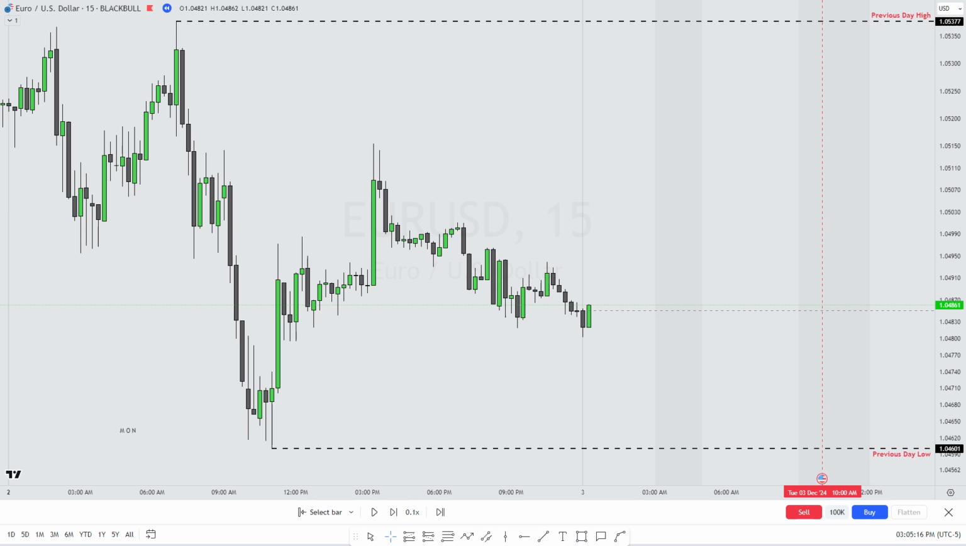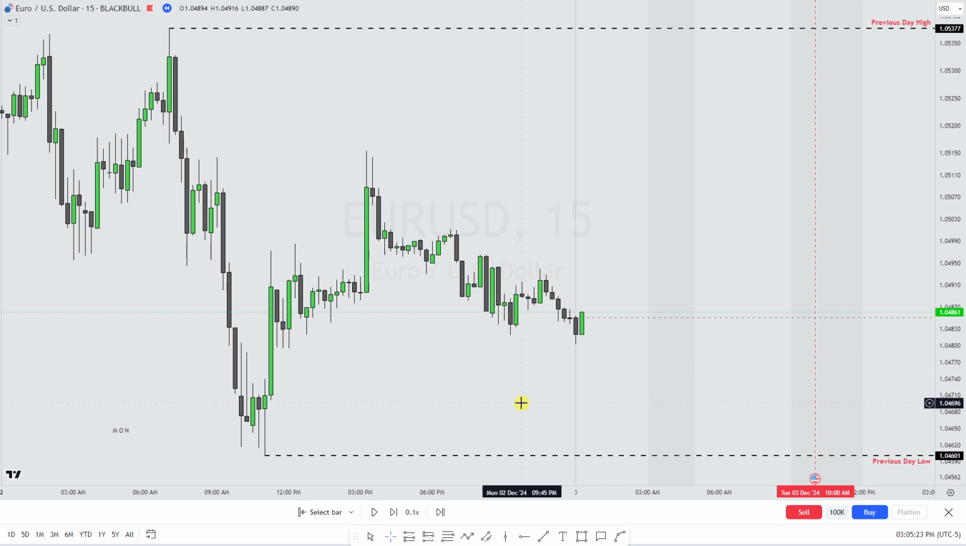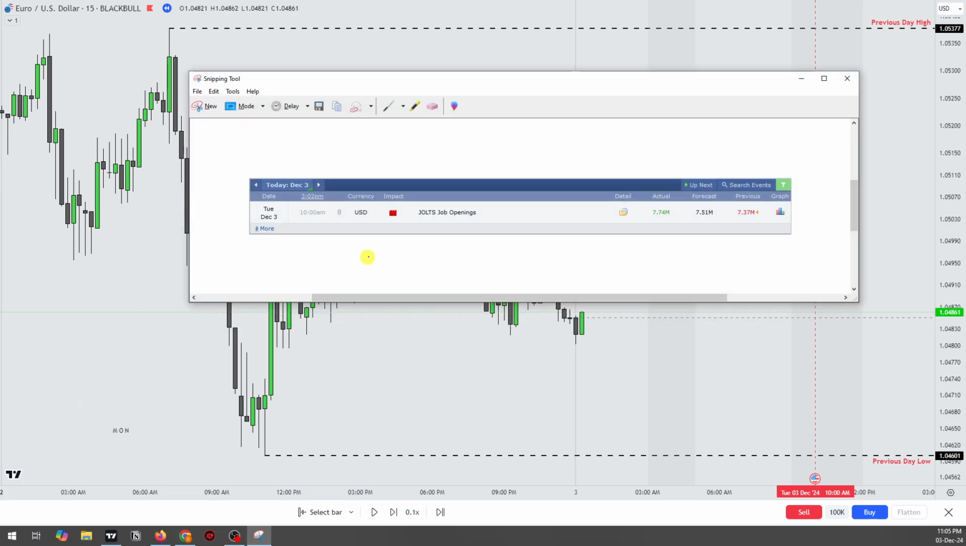This is the daily review for Euro dollar 15 minutes time frame, and I'm gonna go through the price action and what actually happened today. And yeah, let's start with the news.